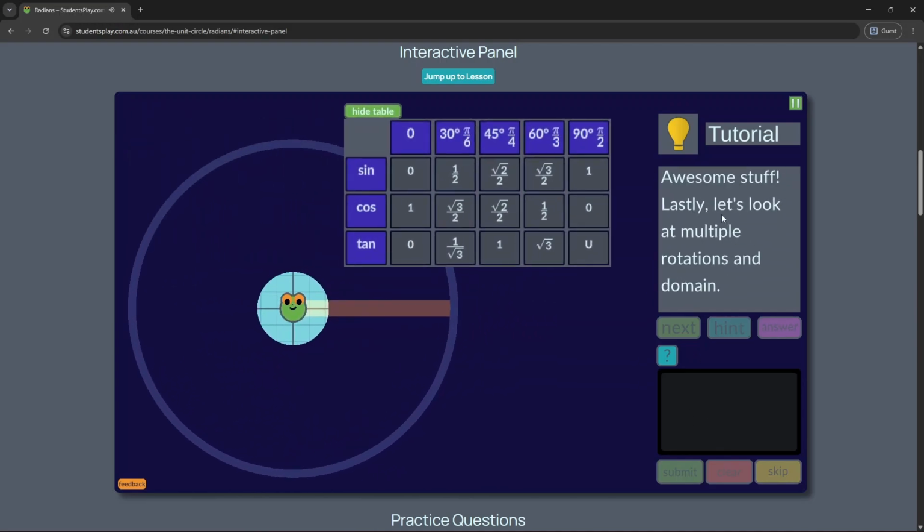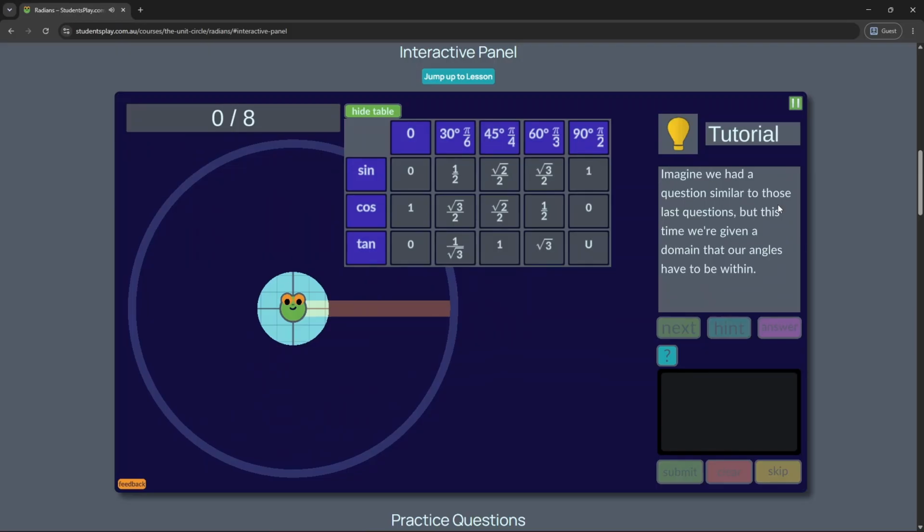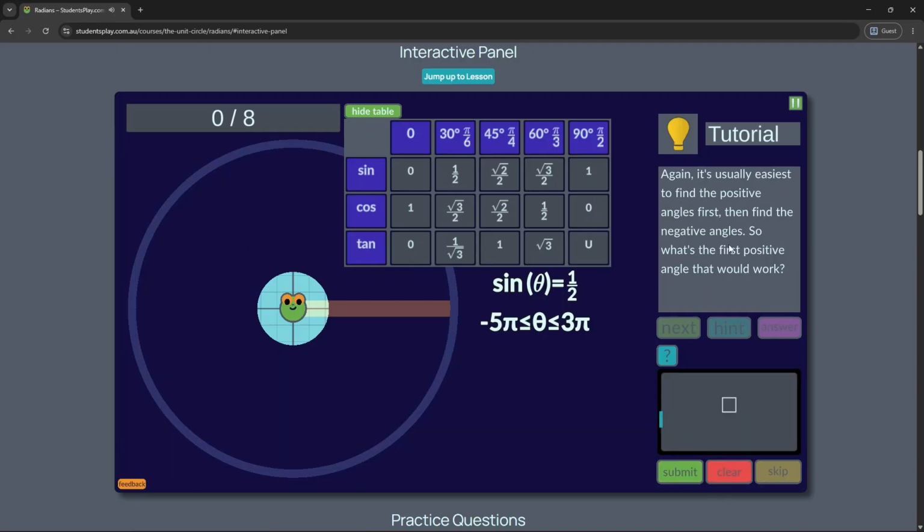Awesome stuff. Lastly, let's look at multiple rotations and domain. Imagine we had a question similar to those last questions, but this time we're given a domain that our angles have to be within. So like sine theta is 1 on 2, but theta has to be between negative 5 pi and 3 pi. And again, it's usually easiest to find the positive angles first, then find the negative angles. So what's the first positive angle that would work?